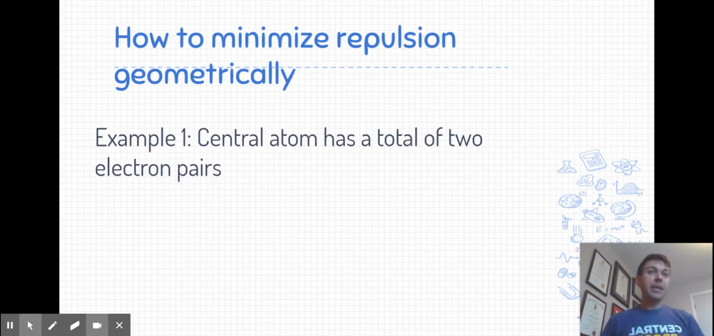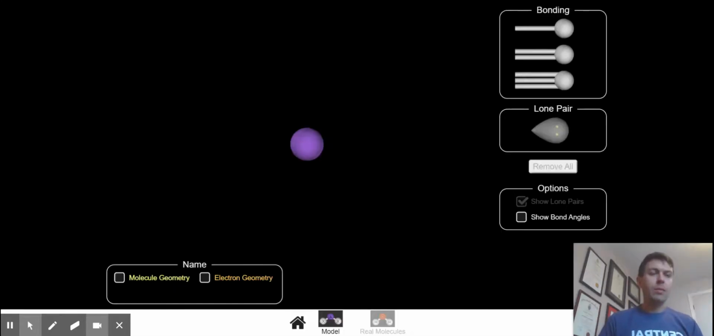Let's first take an example of how to minimize the repulsion around the central atom by considering a central atom with a total of 2 electron pairs. We're going to visualize the shapes that molecules form using a simulation from the website PhET, P-H-E-T. It's run by the University of Colorado and it has some great chemistry and physics simulations. If you want to look at this, this is the molecular shapes simulation. So just Google search PhET molecular shapes, and you'll be able to find the simulation fairly easily.